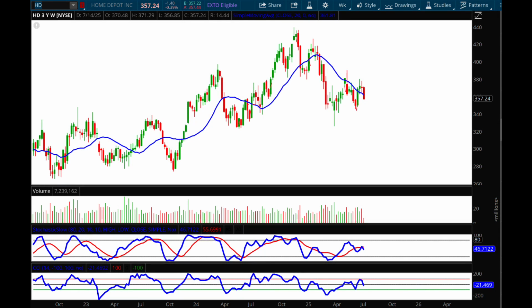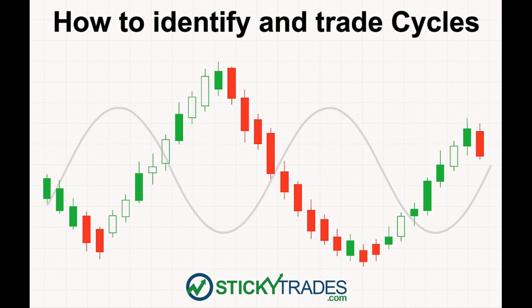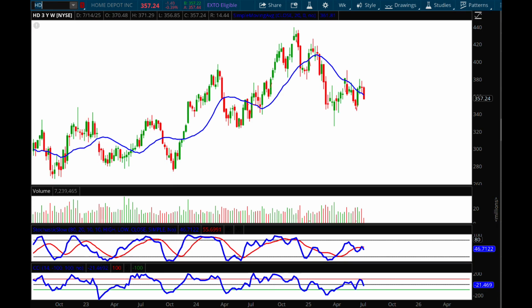Hello, investors and traders, and welcome to this week's Technical Tuesday, where we're focusing on how to identify and trade cycles. This is something that some of you are familiar with, while the majority of folks that I run into have no clue on how to use their cycle lines or how to identify cycles or even how to trade them.